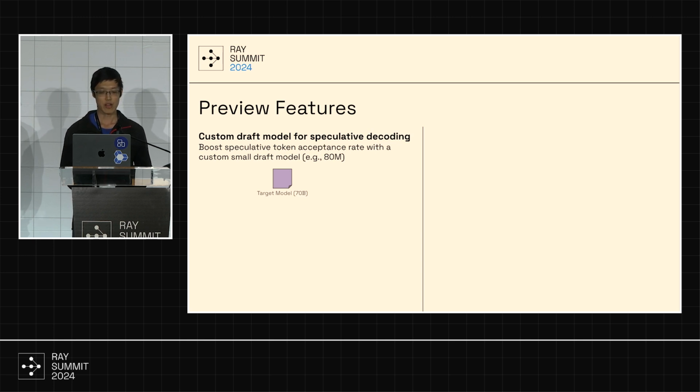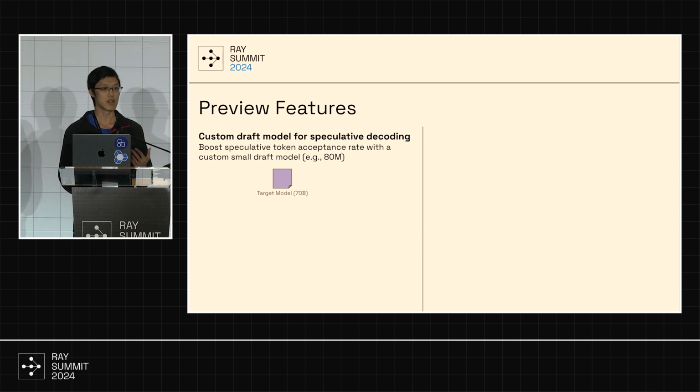The first one is the custom draft model for speculative decoding. Philipp just introduced speculative decoding. It sounds very attractive. You can get 2x or even more ITL reduction by introducing a small draft model. But in order to achieve that speed up, you better have a customized draft model for your particular downstream tasks. That means you have to train that small model by yourself.